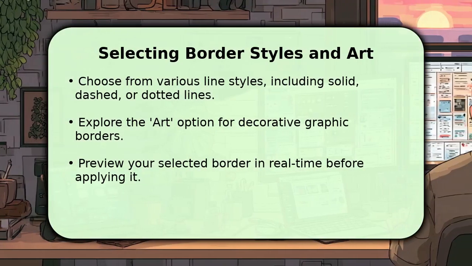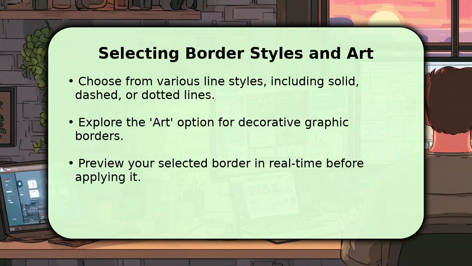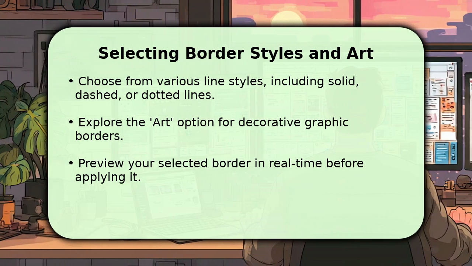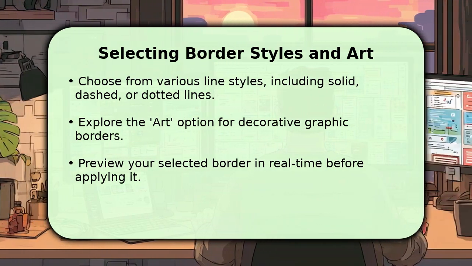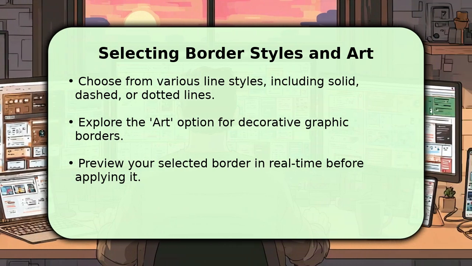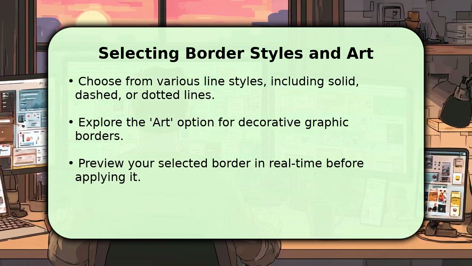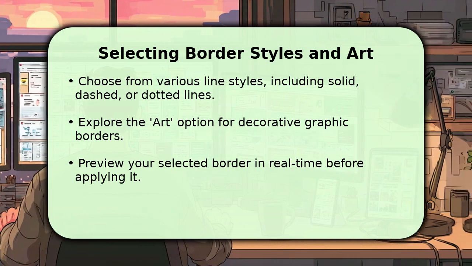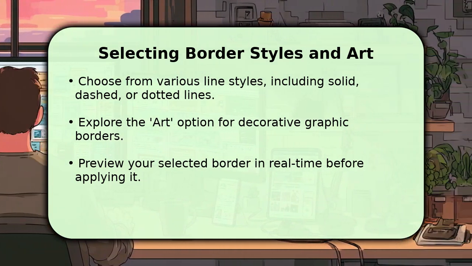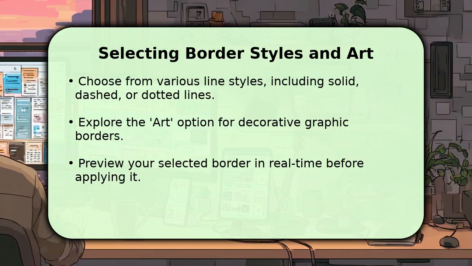Within the Borders and Shading dialog box, you will find many style choices. You can select a simple line, perhaps a solid or dashed one, or even a double line for a classic look. For a more decorative touch, explore the Art drop-down menu, which offers various patterns like stars, trees, or hearts. Always check the preview pane to see how your selection looks on the page before finalizing.